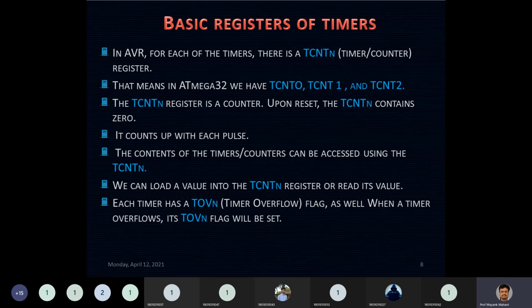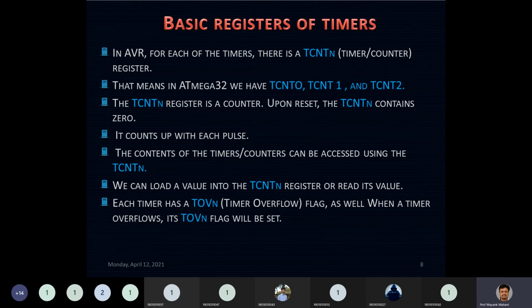Now each timer has a flag, that is what we call the TOV flag, the timer overflow flag. When the timer overflows, this flag is set to 1. For clearing it, we will discuss that it cannot be cleared automatically. We need to clear it by a software instruction, and by writing a 1 to it, the TOV flag, we can reset its value.